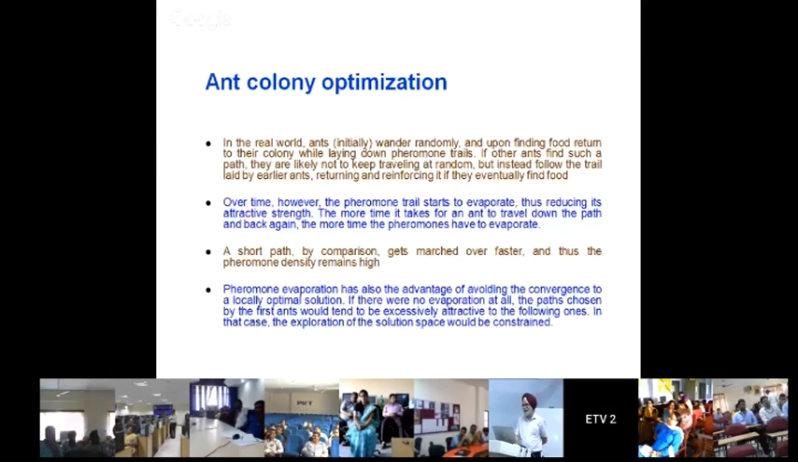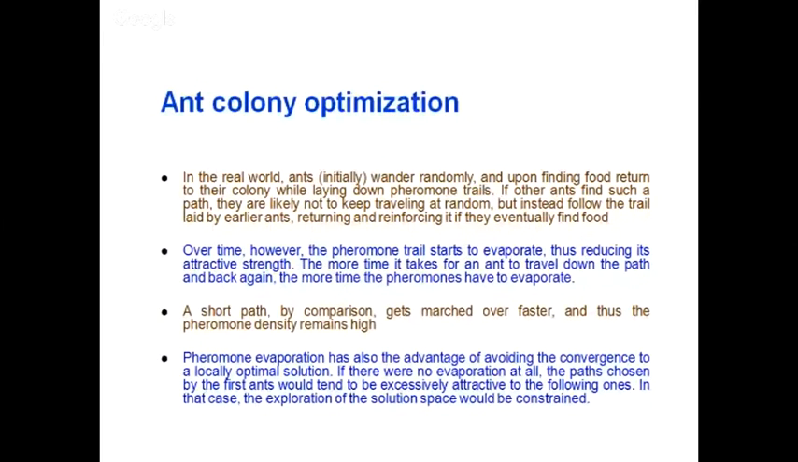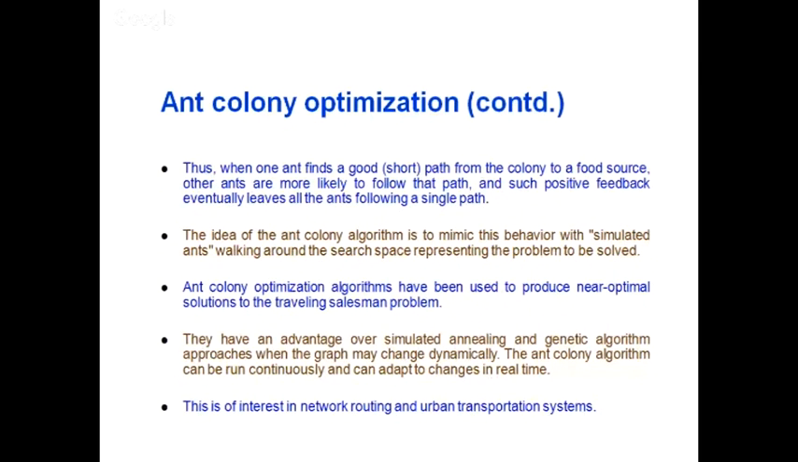Pheromone evaporation has also the advantage of avoiding the convergence to a locally optimal solution. If there were no evaporation at all, the paths chosen by the first ants would tend to be excessively attractive to the following ones. In that case, the exploration of solution space would be constrained. So this is, in a nutshell, ant colony optimization.